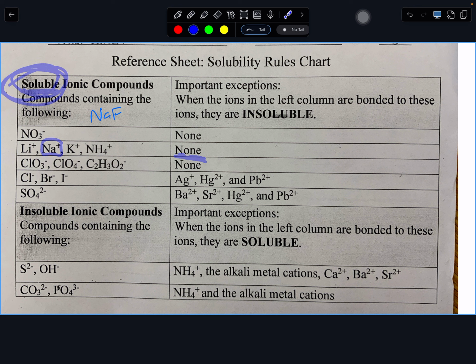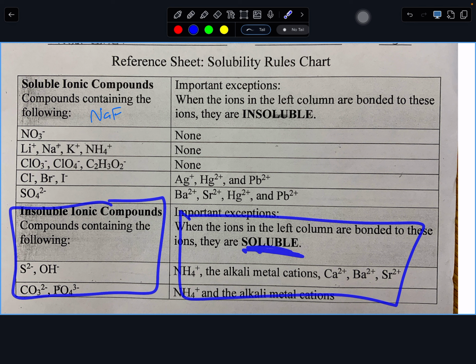Soluble means aqueous. If there was an exception and that was ours, what would we have to do? It would be insoluble then, so I would put solid. When there's an exception, it's the opposite. Because this right here is solid, and these exceptions are soluble.